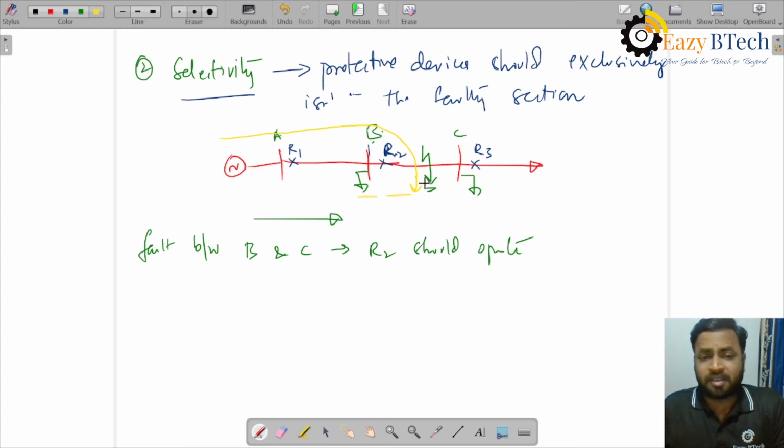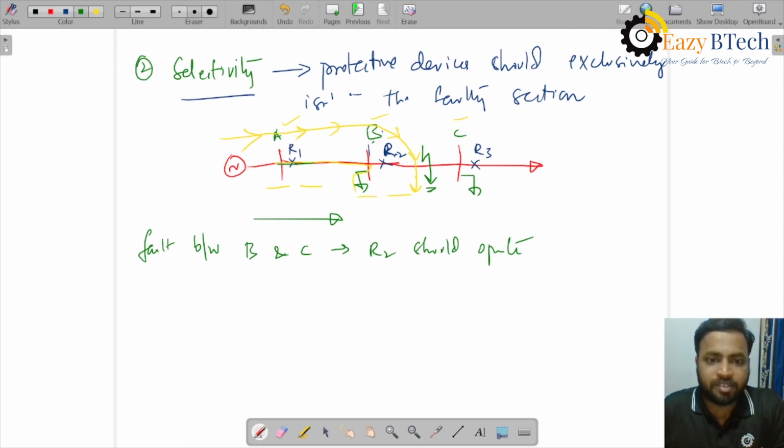But what happens if R1 has operated instead of R2? Because R1 is also, after all, seeing the fault current, there is a chance for R1 to operate, but we have not designed the system in such a way. We have made R2 exclusively operate between B and C. How that is done is a different aspect, as I told you. But by chance, if R1 operates, there will be an isolation here. The circuit breaker here will open, and the current will not go into the feeder.